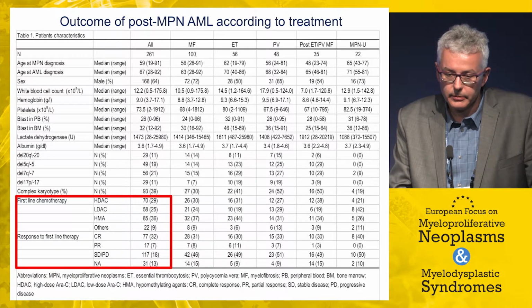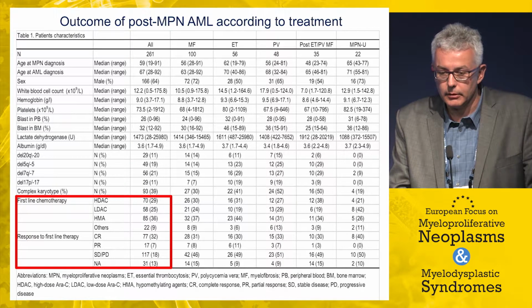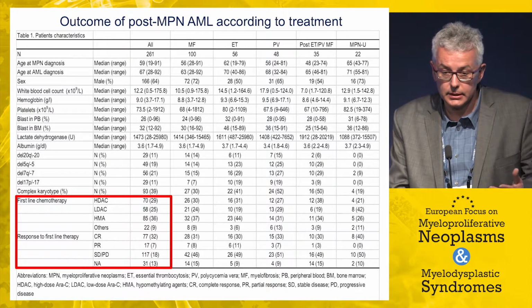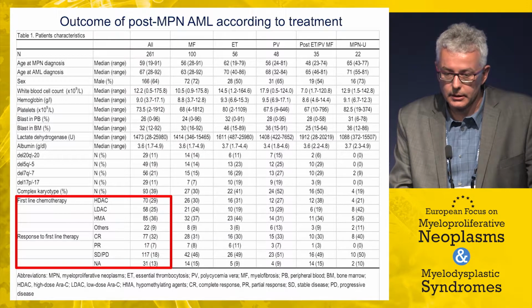High-dose RSE therapy was given to a third of the patients, low-dose RSE therapy to about 25%, hypomethylation agents to about a third of the patients, and others, these are studies, only about 10%. So we had quite a group of 260 AML after MPN patients that were roughly given about a third of them either high-dose RSE regimen, low dose, or hypomethylation agents.